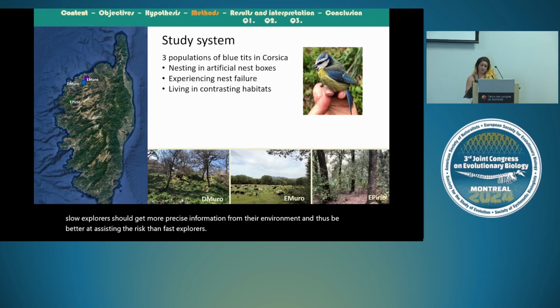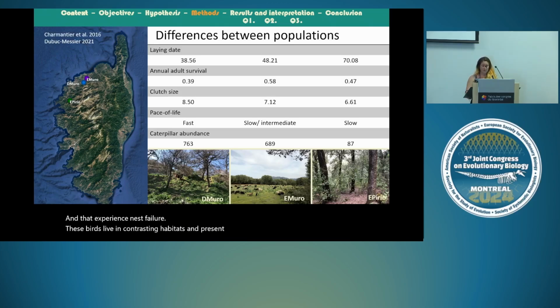To study the consequences of predation and more generally of nest failure, we studied 3 populations of Corsican blue tits that nest in artificial nest boxes and that experience nest failure. These birds live in contrasting habitats and present many morphological, physiological, and life history differences. The population of D-Muro on your left side is dominated by deciduous oaks, while the populations of E-Muro and E-Perio are dominated by evergreen oaks.